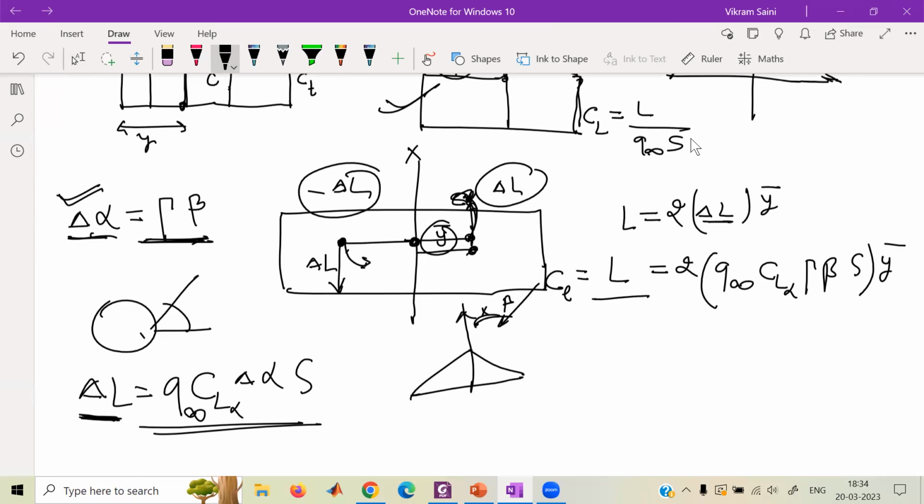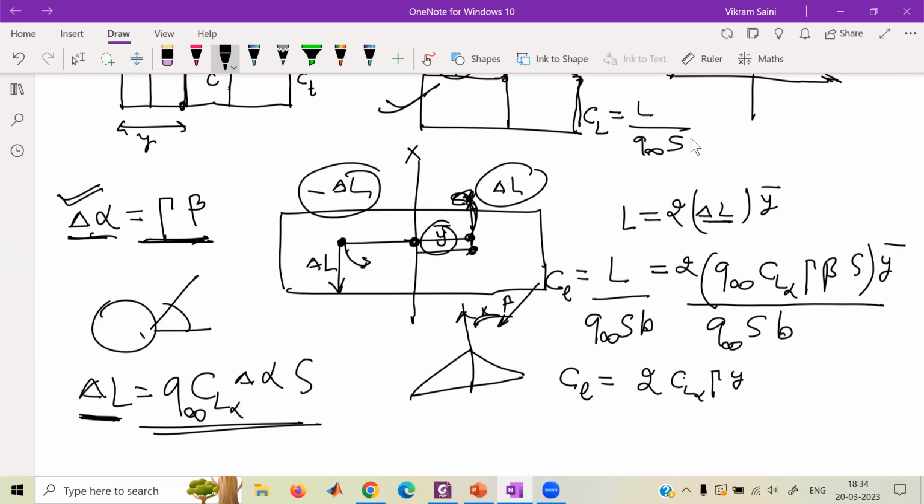Divided by maybe by here. Y bar, I guess. B, wingspan. Okay, got it. So you divide by dynamic pressure, surface area of the wing, and wingspan. So this is your CL. What you end up with is Q CL alpha gamma y bar divided by B times beta.